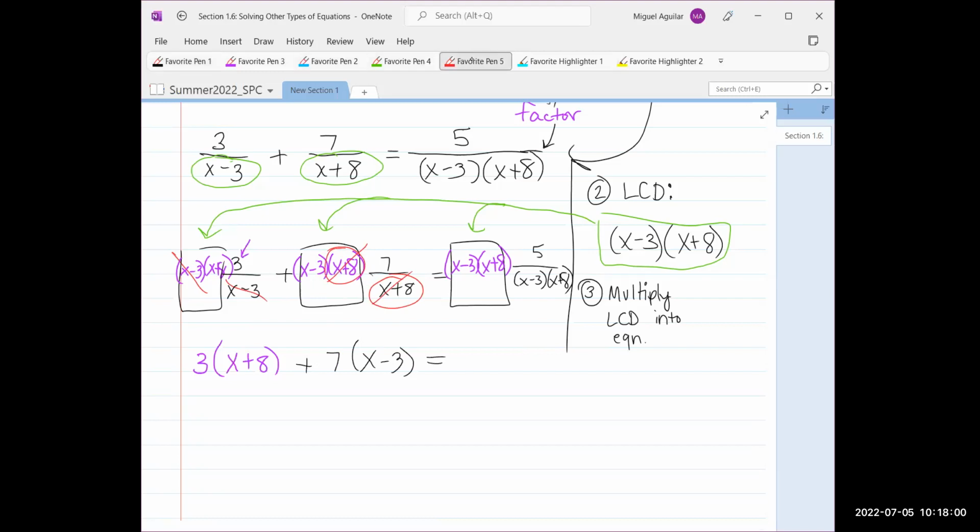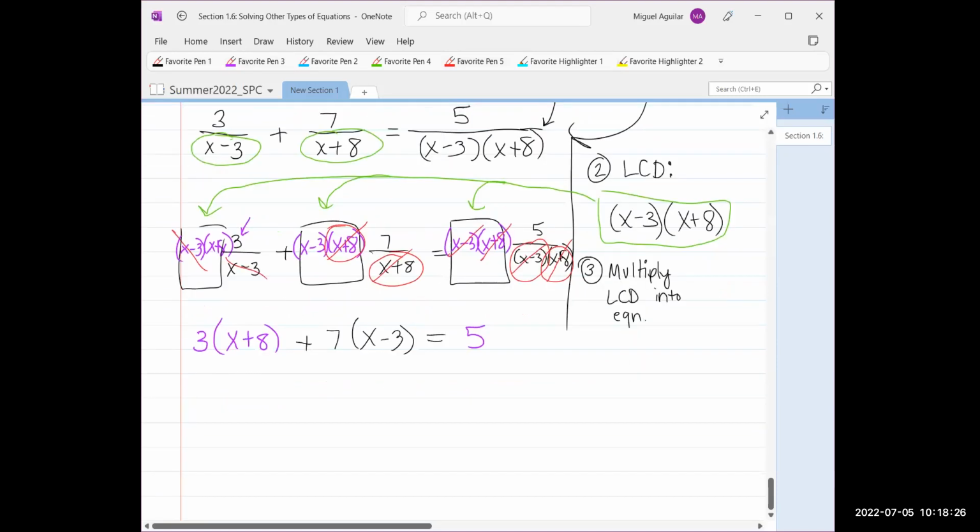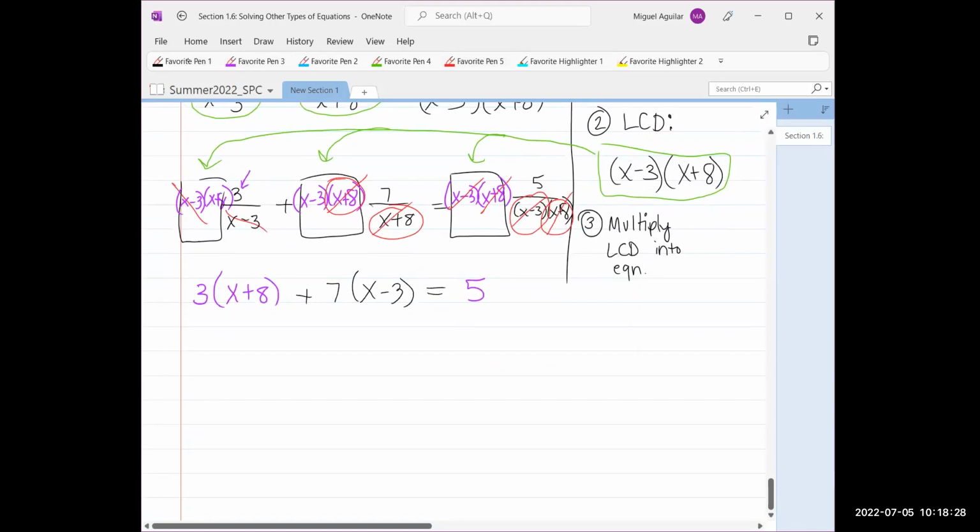The last term is really nice, actually, because we've multiplied in our LCD, the x minus 3 and the x plus 8. But both of those, the x minus 3 and the x plus 8, are in the denominator. So this x minus 3 cancels out this x minus 3. This x plus 8 cancels out this x plus 8. So what we're left with is just 5. Does anybody have any questions about the cancellation there?